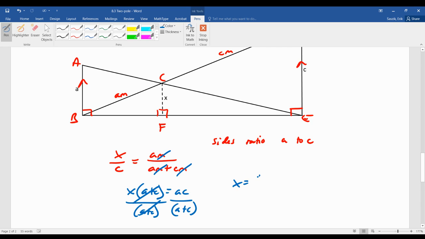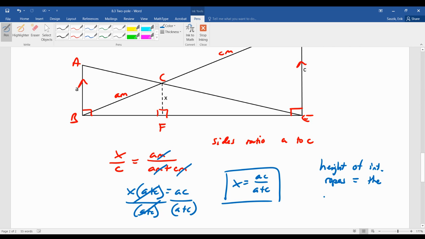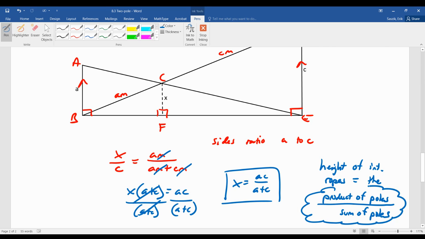So x equals AC over A plus C, which means the height of the intersecting ropes is always going to be equal to the product of the poles over the sum of the poles. Every single time. That's what we just derived. Kind of cool.